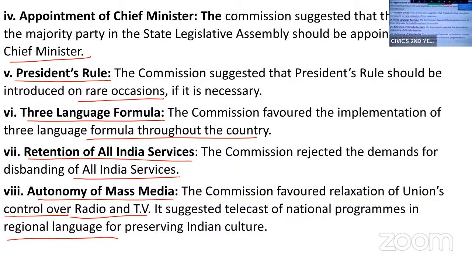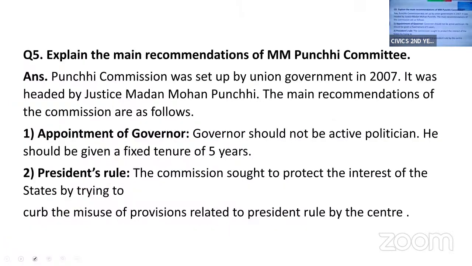Sarkariya Commission. Now, this is a simple question. If you are thorough with Sarkariya Commission, you can easily learn this one. That is M.M. Punshi Commission. That is Madan Mohan Punshi Commission. Now, this commission was set up in 2007. It was set up in 2007 and it was headed by Justice Madan Mohan Punshi. So, that is why we call it M.M. Punshi Commission.